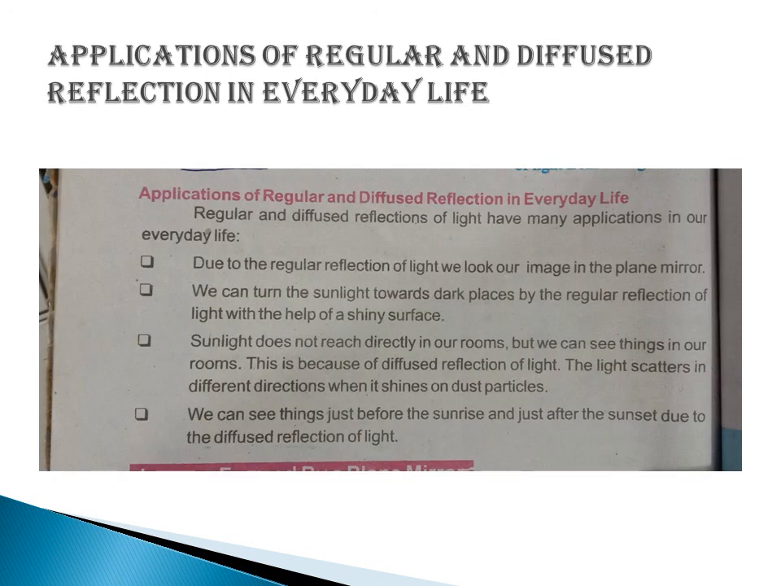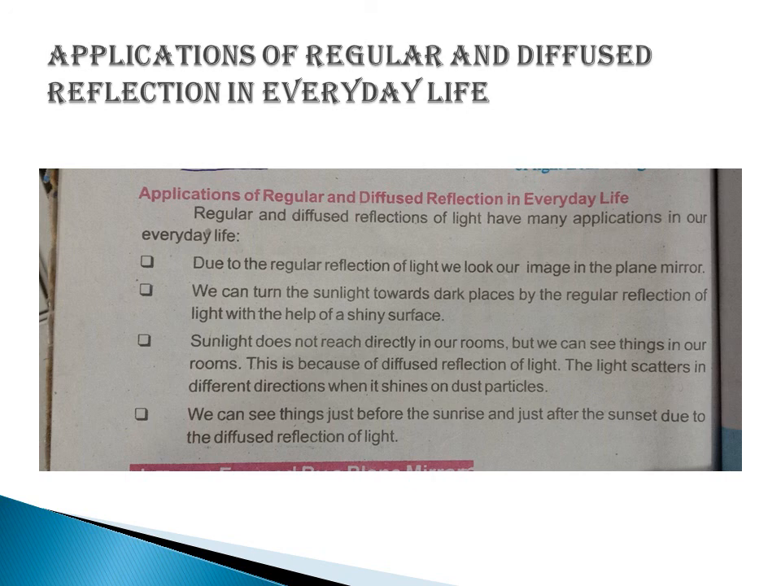Next are applications of regular and diffused reflection in everyday life. In this topic, we will discuss what are the applications of regular and diffused reflection in everyday life. First one, due to regular reflection of light, we see our image in the plane mirror. We can turn the sunlight towards dark places by the regular reflection of light with the help of a shiny surface.